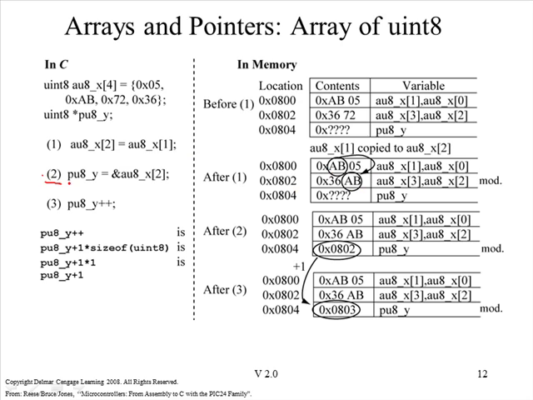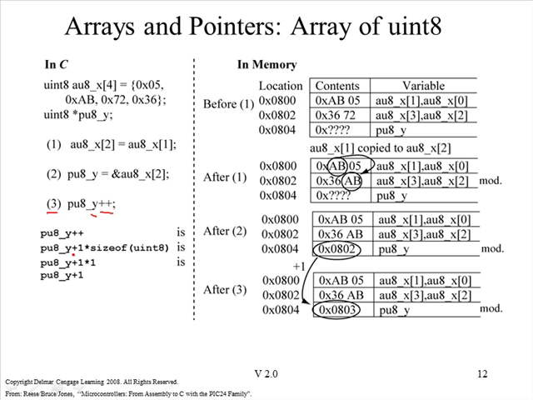The C statement here assigns to our pointer y the address of array element x of 2. What is the address of array element x of 2? Array element x of 2 is the byte address 802, so 802 will be written to our pointer variable location here.